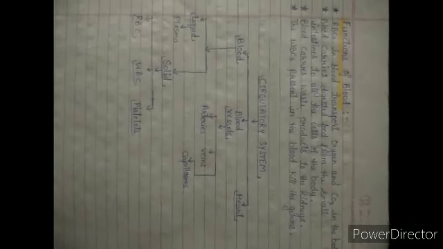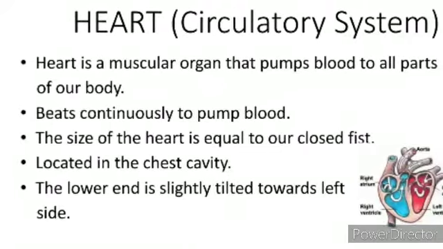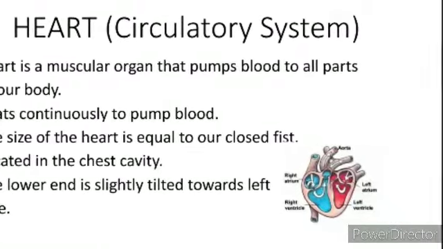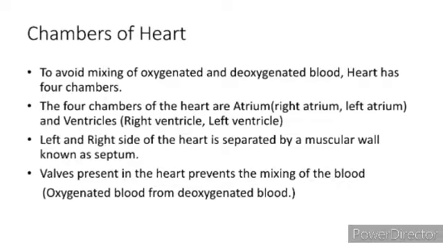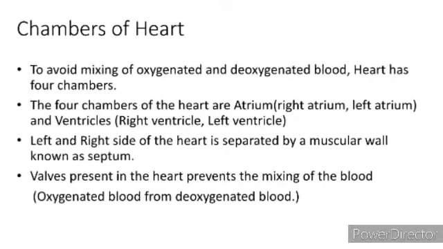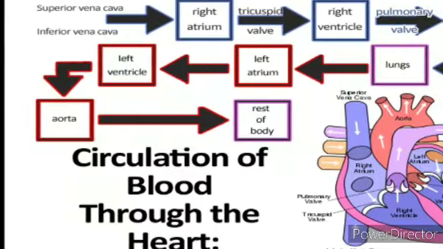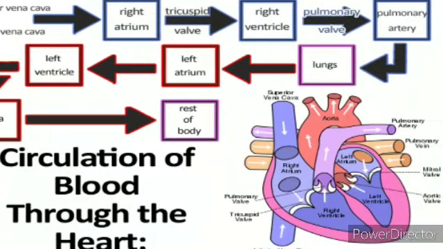The circulatory system is mainly divided into three parts, that is blood, blood vessels, and heart. Blood has two main parts: one is the liquid part and one is the solid part. The liquid part present in the blood is plasma. It is 90% water and it is colorless. Whereas the solid cells present in the blood are RBCs, WBCs, and platelets.